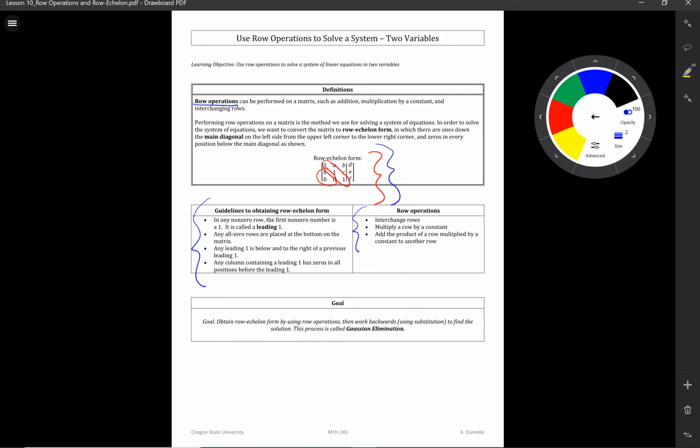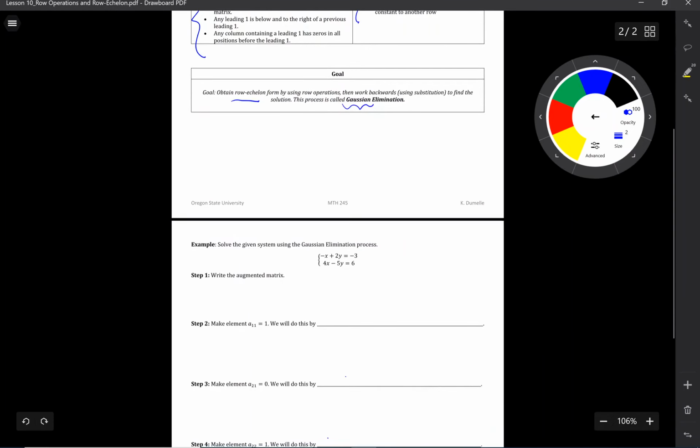So our goal is to obtain row echelon form by using these row operations and then work backwards using substitution to find our solution. This process is called Gaussian elimination. Gauss was a mathematician way back a long time ago who worked in this kind of field, so that's why we call it Gaussian elimination. And again, the goal is to find our solution to the system of linear equations. So let's do an example.